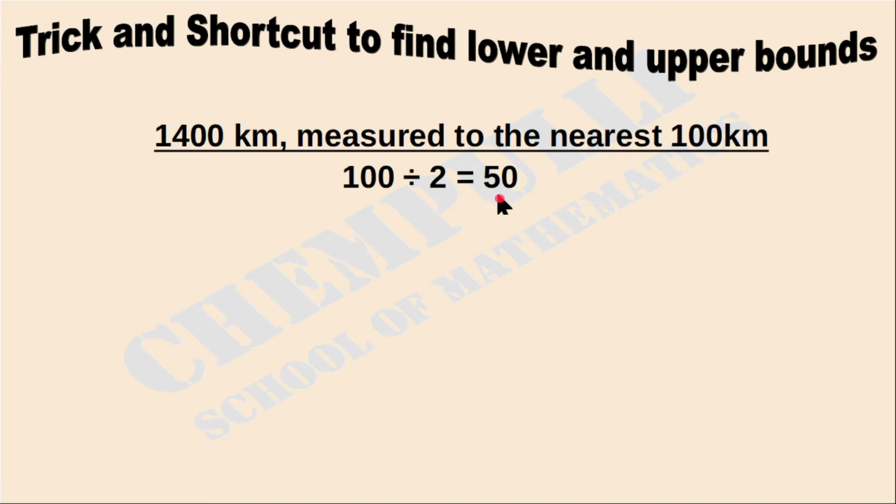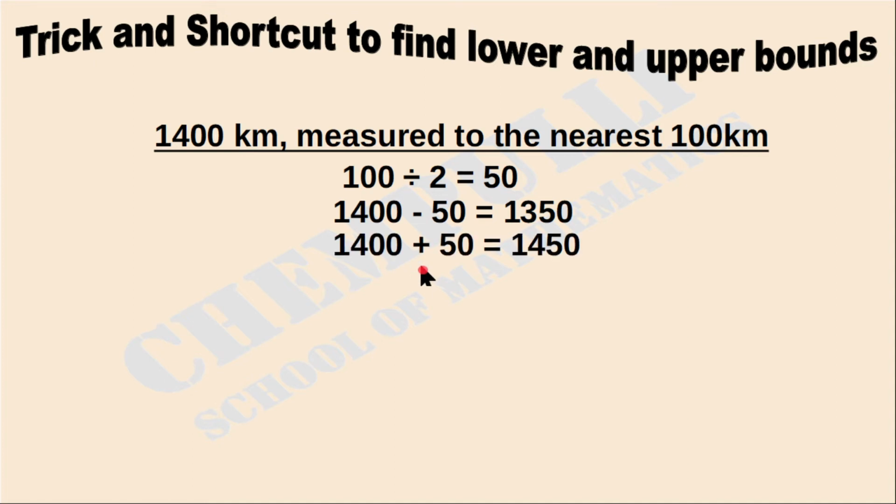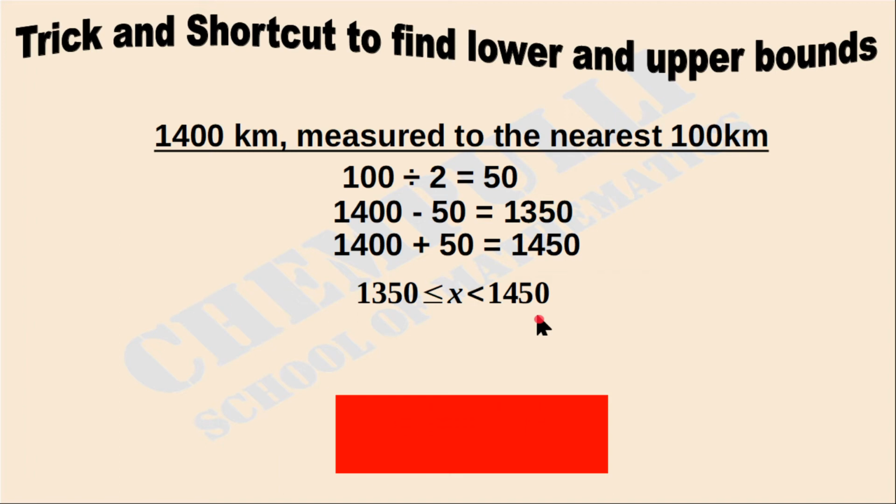Then to find lower bound, subtract this 50 from 1400. That means we can write 1400 minus 50. That is 1350, the lower bound. To find upper bound, add this 50 to which number? 1400. We can write 1400 plus 50. That means we will get the answer 1450. That is the upper bound. Then we can write it as an inequality like this: 1350 less than or equal to x less than 1450.